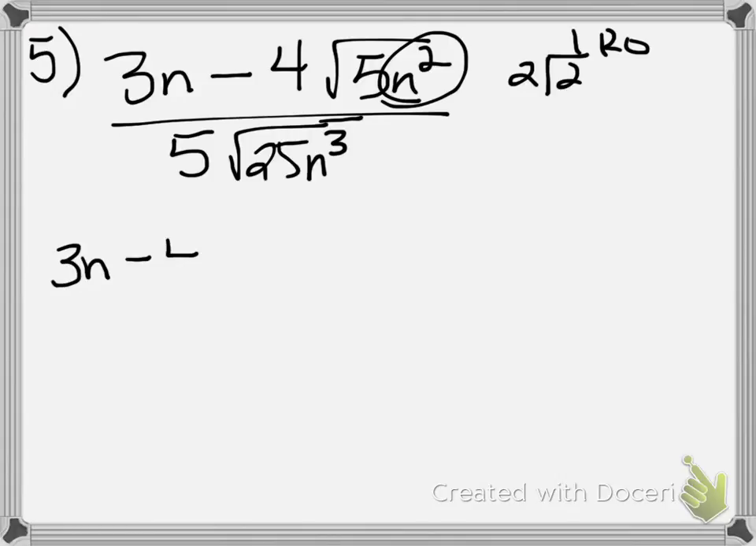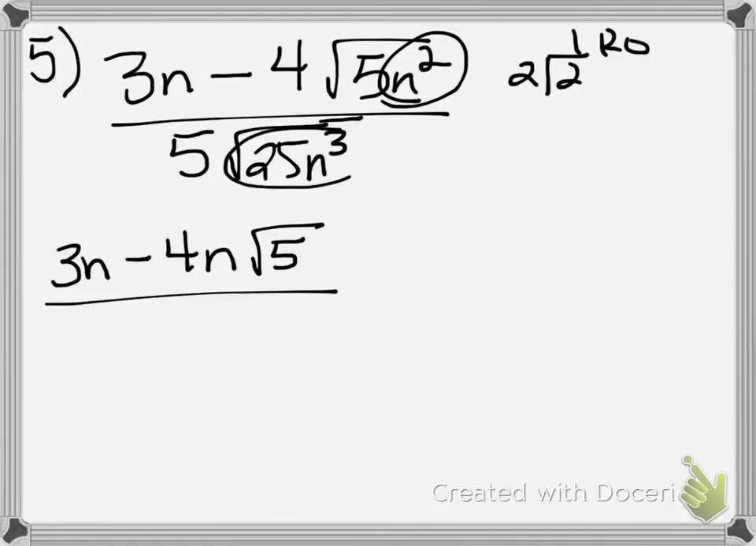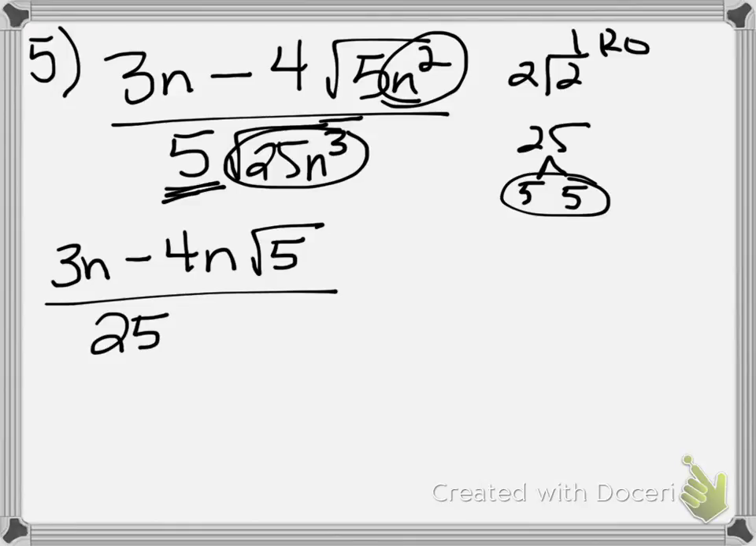So I've got 3n minus 4n square root of 5 all over, and now I'm going to take care of this. So that 25 I can break out into 5 and 5. So I'm going to take out a 5 and I need to multiply it by that 5, so I'm going to get 25. And then that n cubed, I'm going to do 3 divided by 2.